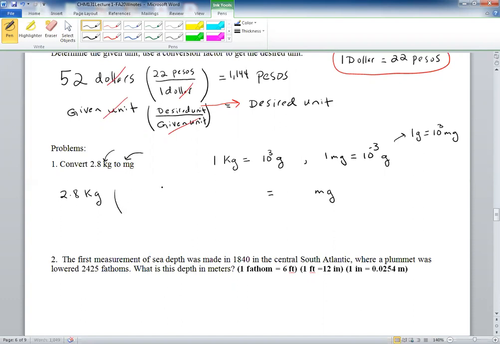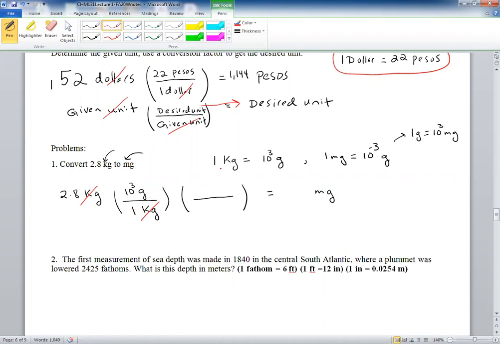So if kilograms is what I'm starting with, that should go on the bottom. And I copy this number, 1 and 10 to the third grams, or 1,000 grams, in the numerator. So now we notice that the kilograms cancels out, and now you're left with grams. But you're not done, because remember, you have to go to milligrams.